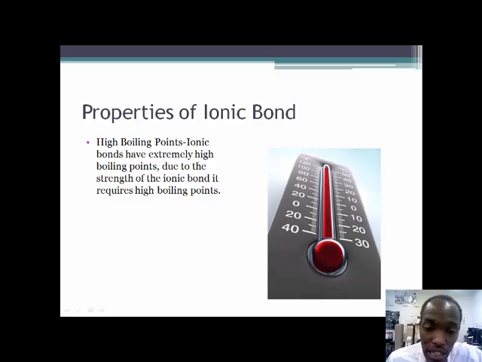And then ionic bonds have high boiling points. Ionic bonds have extremely high boiling points due to the strength of the ionic bond. So ionic bonds are very strong. Because they're so strong, and when you heat stuff up, you're basically breaking it apart or separating it, but in ionic bonds, you have to have an extremely high boiling point to be able to break the bonds apart.